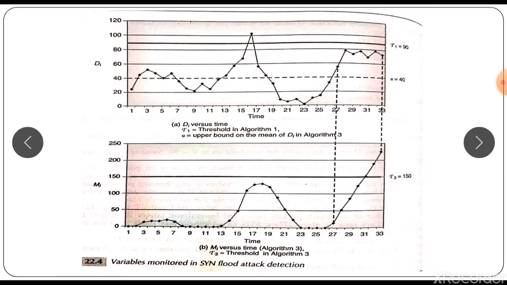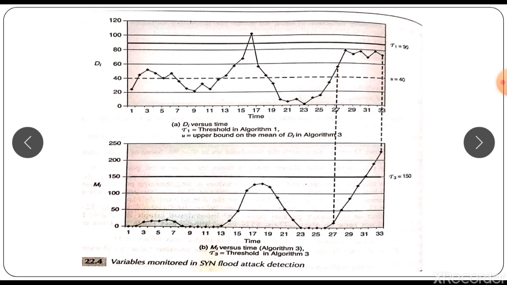So between time 2 and 6, if you observe, it is slightly above u. So mi will increase monotonically. Between 7 and 12, if you observe, the value is below u. So mi decreases to 0 and remains that till interval 12.